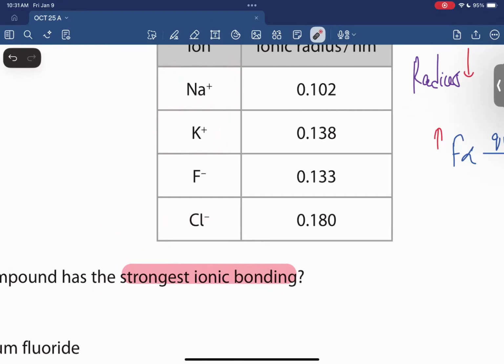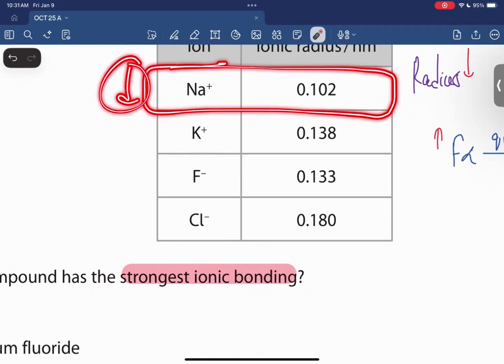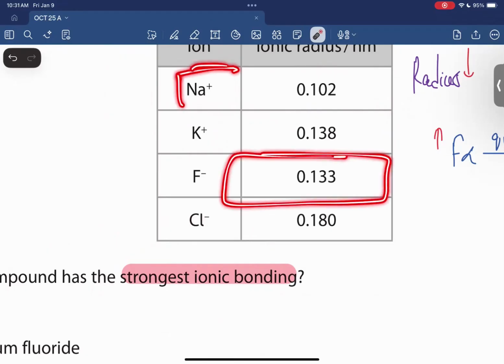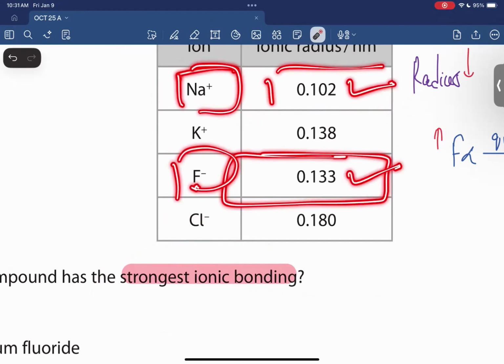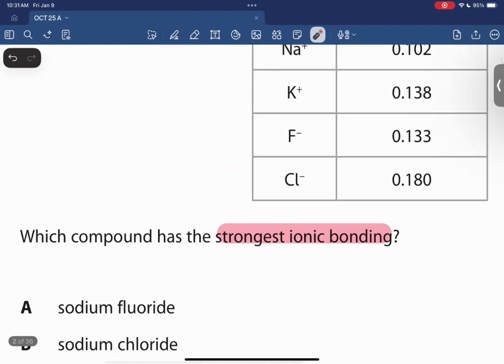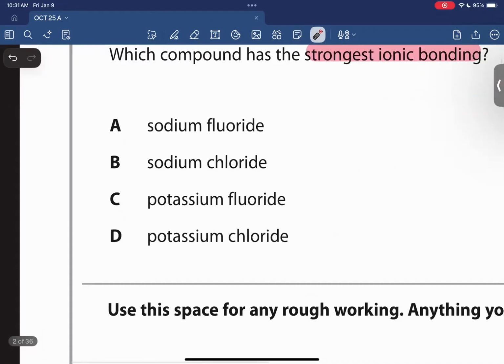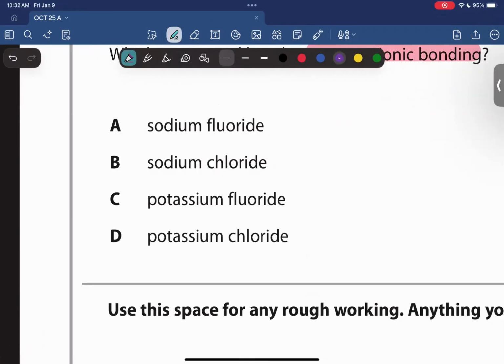Now, both potassium and sodium are group 1 elements. However, the radius of this is smaller, which means that the charge density of sodium is greater than that of potassium. Okay, and for the anion, I'm going to select this. So sodium fluoride, as it has the smallest radius among all, would have the greatest strength in its ionic bonding. So sodium fluoride should be our answer to this question.